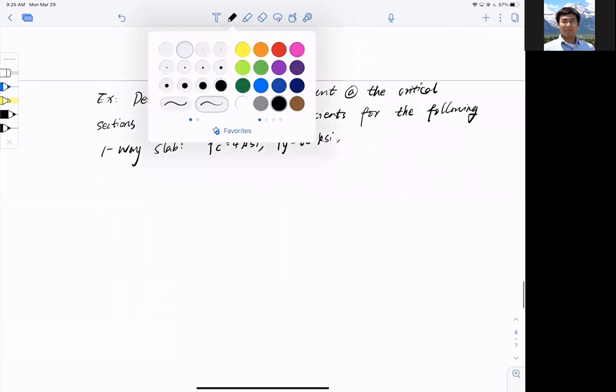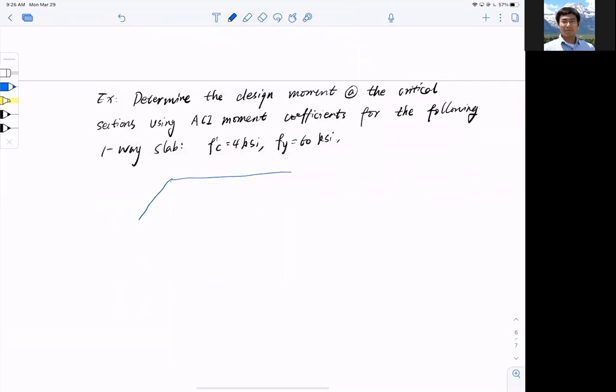So this is the problem. First of all, let me show you the image. I want to show you the one-way slab, and the edge and supports. If I want to use the ACI moment coefficient, I need 2 or more spans. So I have end supports like this, middle supports like this, another middle support, and so on. So this is my one-way slab, in 3D effect.